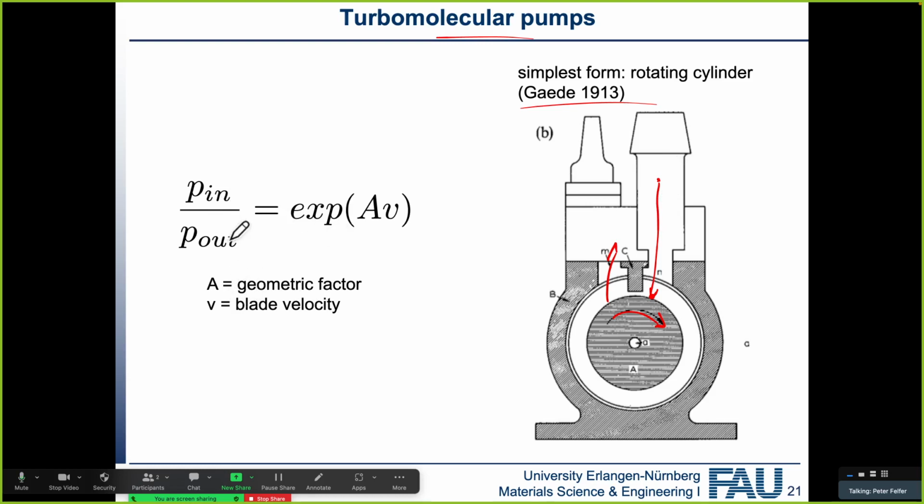And the result of that is that these are only differential pressure pumps. So essentially you will have a pressure ratio between inlet and outlet pressure that is essentially an exponent of some geometry factor times the blade velocity. And so you can imagine the faster the blades spin, the better the ratio is.